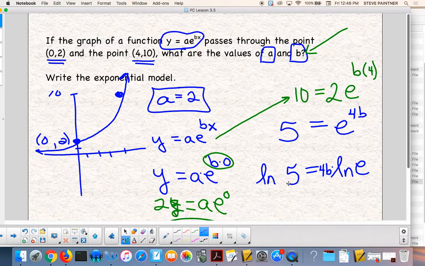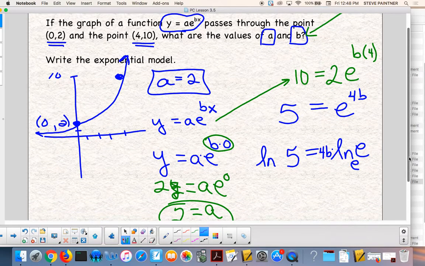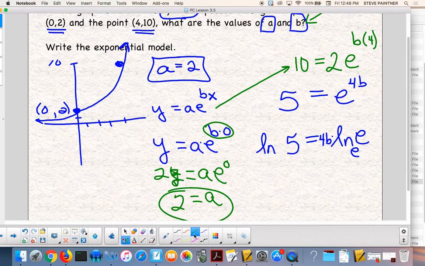Tell me you know this. The natural log of e is what? E to the first is e. So it's 1. So this is really nothing. You don't even need it. You could just kind of do this. That's just 1. So the answer is B is roughly, divide by what? 402. Can you give me one more? 3. 3? Okay.